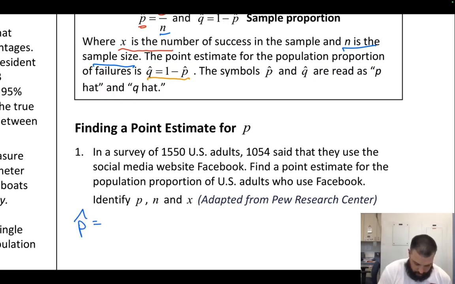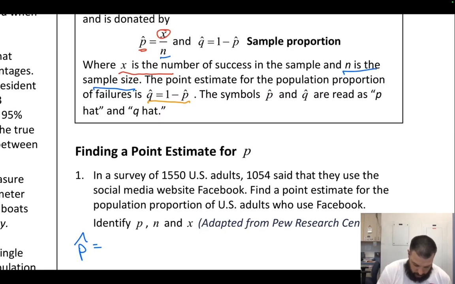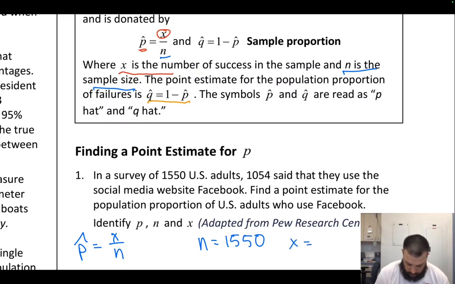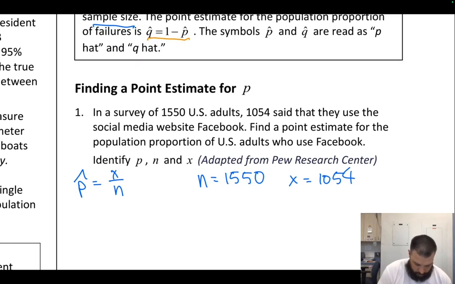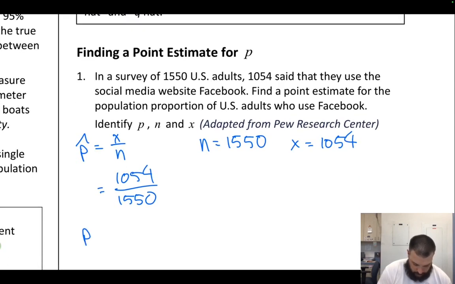So remember, p hat, based on our equation, is x over n. Our n is 1,550, and our x is 1,054. So substituting that in, that then gives us a p hat value of 0.68, and that is our point estimate.